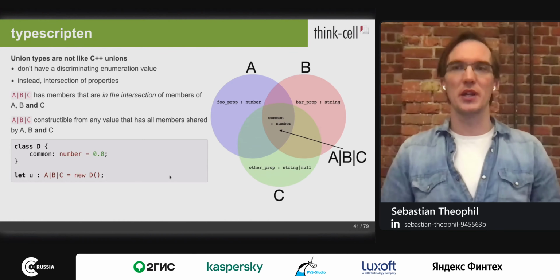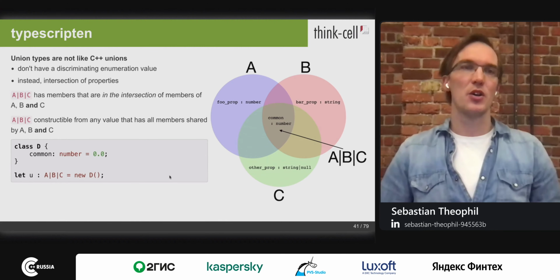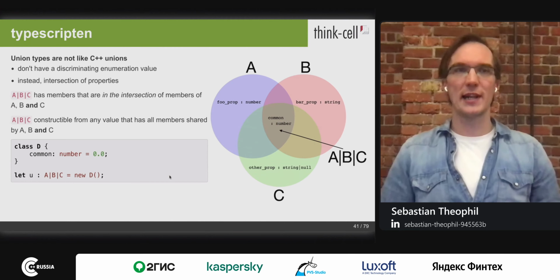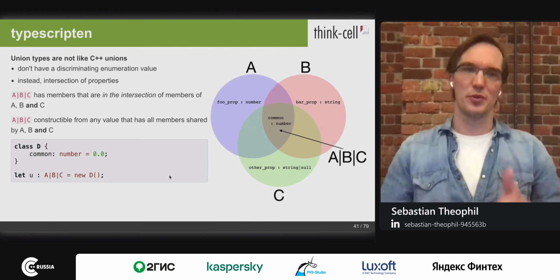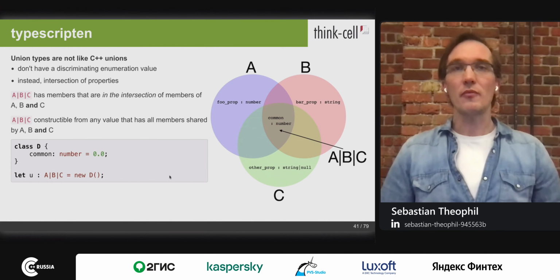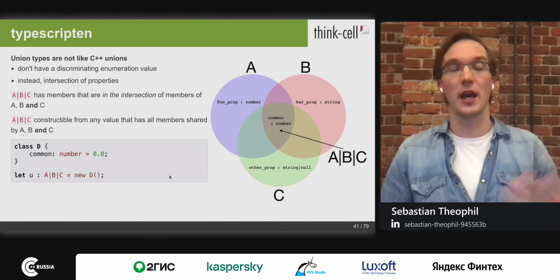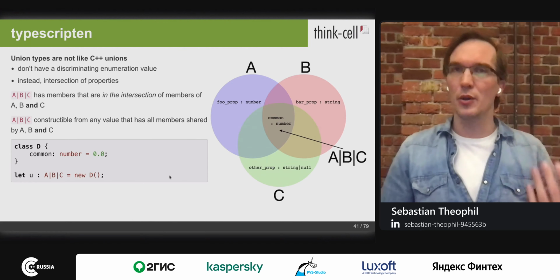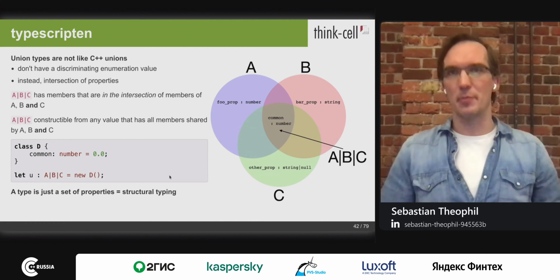And conversely, that also means that such an object of union type A, B, or C is constructible from any value that has the same members as those that are shared by A, B, and C. So here in that example, I create a completely unrelated class D, but it has the correct property. And in TypeScript, you can assign D to an object of type A or B or C. And what this shows is that TypeScript is not, of course, a statically typed language in the way we understand it in C++, but it is what is called a structurally typed language.